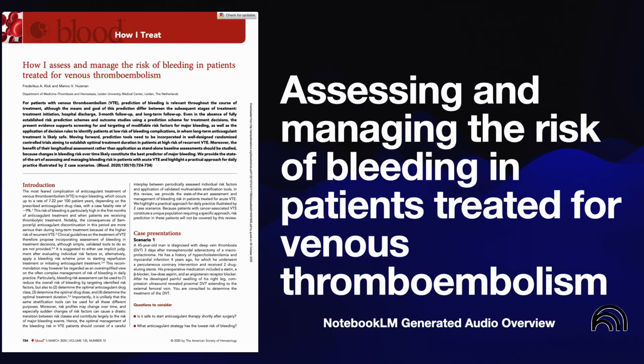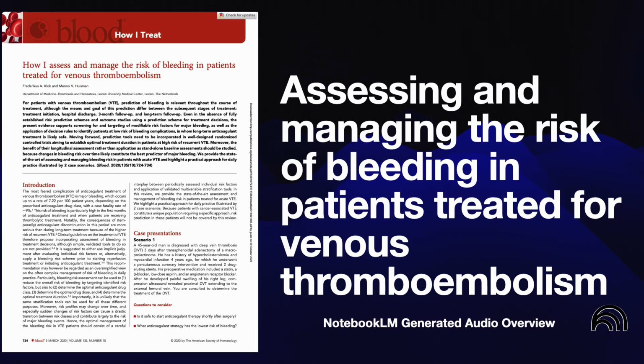Today we're tackling something that's probably on the mind of anyone managing patients with venous thromboembolism, or VTE. We're talking about the treatment itself, anticoagulation, and its most feared complication: major bleeding. It's a fear that's absolutely grounded in reality. We're not talking about minor issues here. These are serious, potentially life-threatening bleeds.